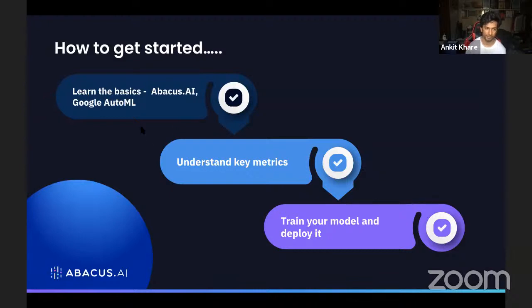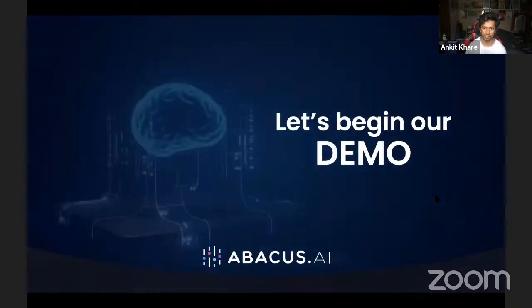Okay, now you know the basics, like what AutoML is. You understand the key metrics that we are going to use. You understand what deployment is and what the steps are to train the model and get the data right. So I think we are in a good position to start with the demo.